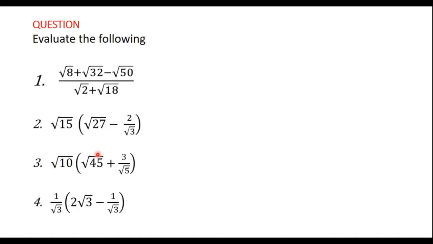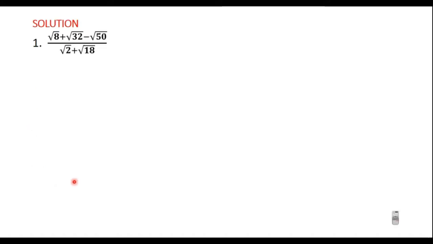Now let's pick some examples and see how this is done. The question is telling us to evaluate the following, and you have been given question 1 up to question 4. So we take them one after the other. Let's pick the first one. We have square root of 8 plus square root of 32 minus square root of 50, divided by square root of 2 plus square root of 18. We can see from here that some of them are not in their simplest form, so we reduce those to the simplest form.